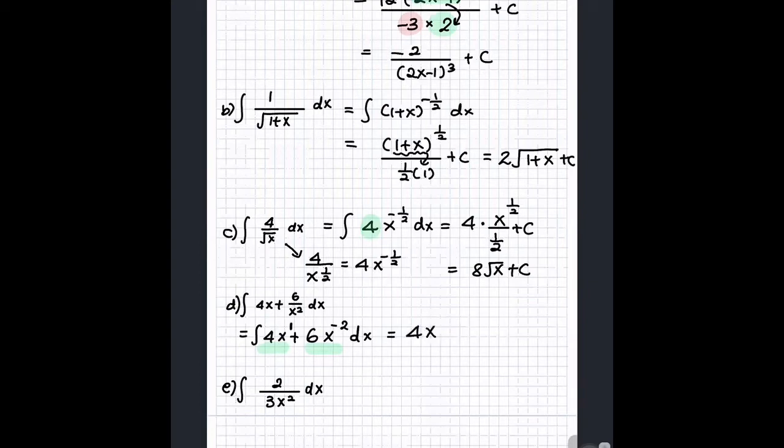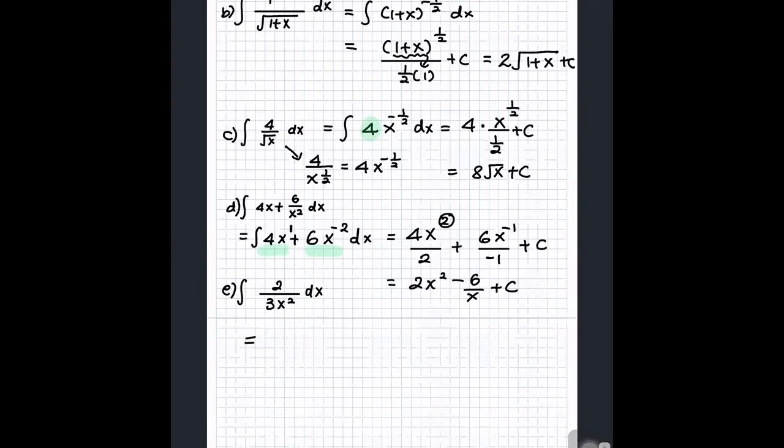4x squared. Take the new power and put it down. 2. 2 plus, continue, 6x. What is the new power now? Negative 1. Okay, take that and divide. Plus c. That will give you 2 over 3 x to the power of negative 2. Very good. 2 over 3 x power negative 2 dx.